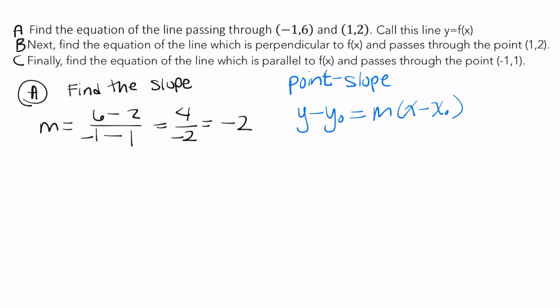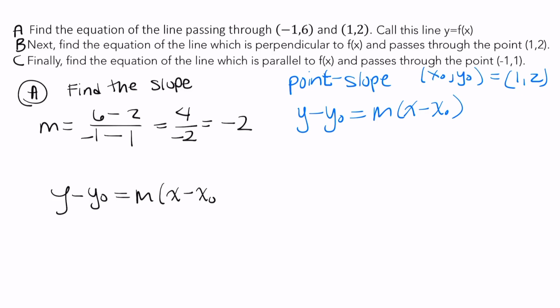All this says is pick any point on the line. Our point is x naught, comma, y naught. We have 2 points to choose from. Which one do you want to choose? 1 and 2 looks easier. There's no negatives. Yep. And if you chose -1 and 6, you'll get the same answer. So I'm going to let this be 1, 2. So now let's go ahead and set this up. Y minus y naught equals m times x minus x naught. So y minus 2 equals -2 times x minus 1.